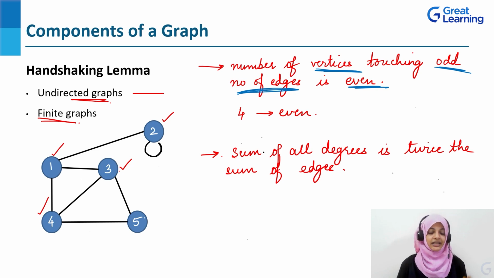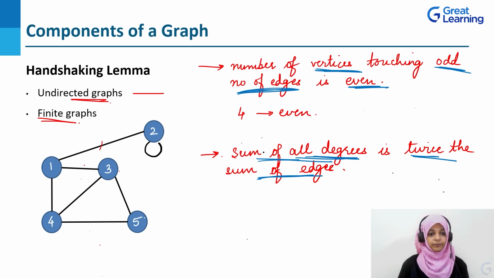Next, let us understand the second interpretation of the handshaking lemma. The second interpretation says that if we take the sum of the degrees of all of the vertices that are a part of the graph, then that sum will be equal to 2 times the number of edges that are a part of the graph. So let us first identify the number of edges that we have in this particular graph.